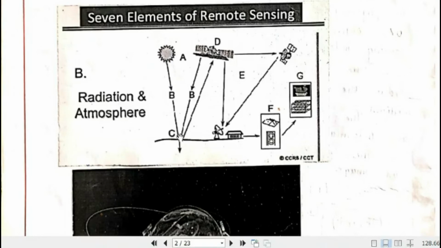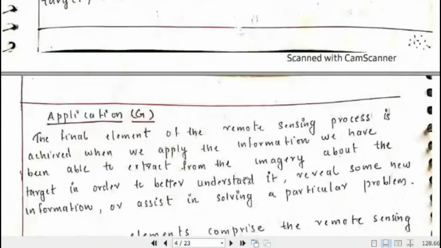Through this transfer through the atmosphere, what are the different processes happening to the light energy that we are going to observe today?